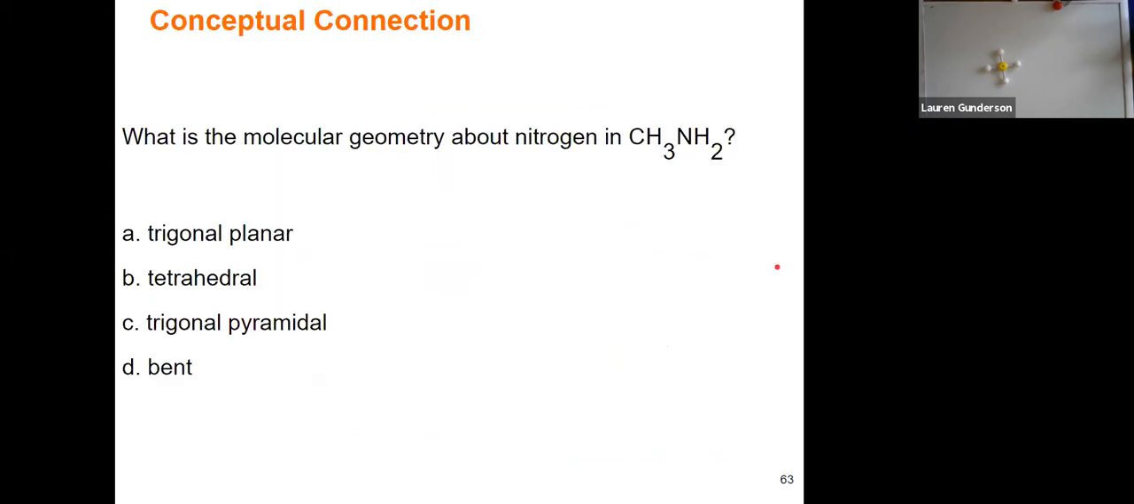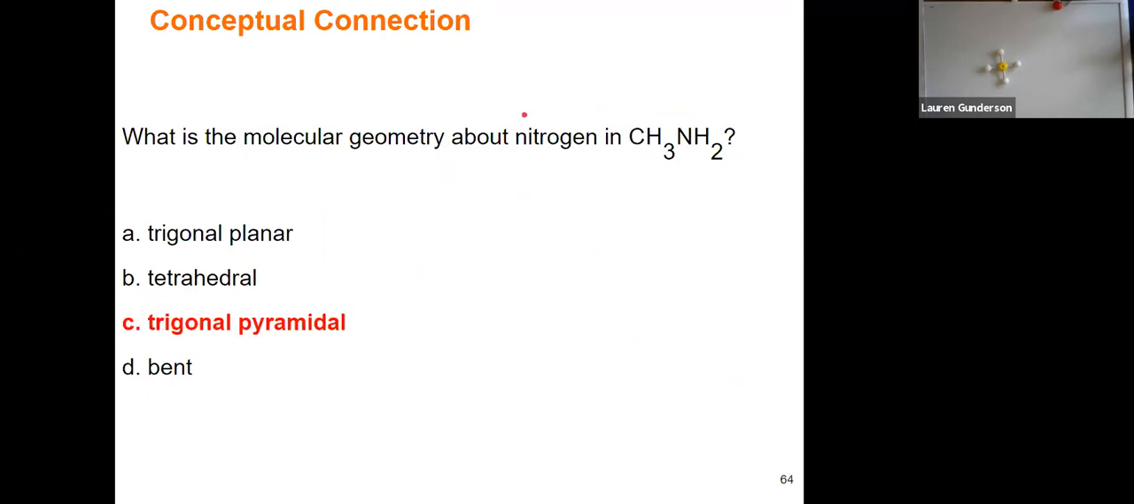Okay, so let's take a second here. What's the molecular geometry around nitrogen in CH3NH2? To answer that, you need to draw out the skeleton structure, do the Lewis structure of it, count up the bonding groups and the lone pairs. Take a minute and actually do it. Don't just wait for me.